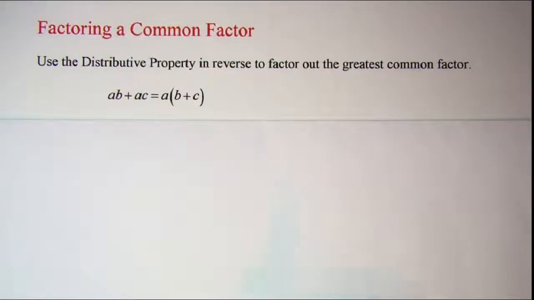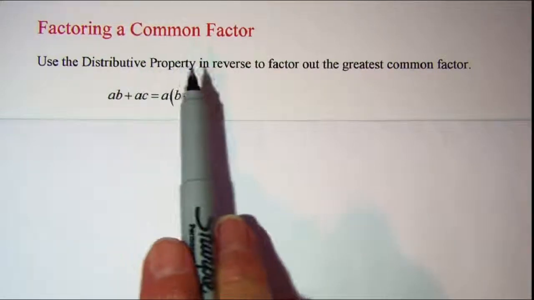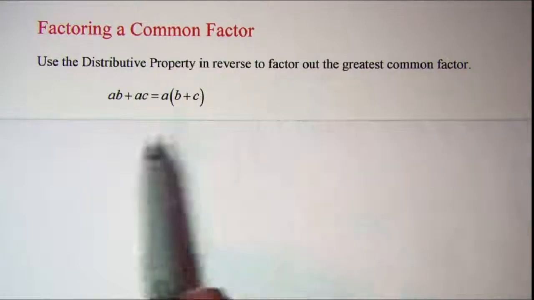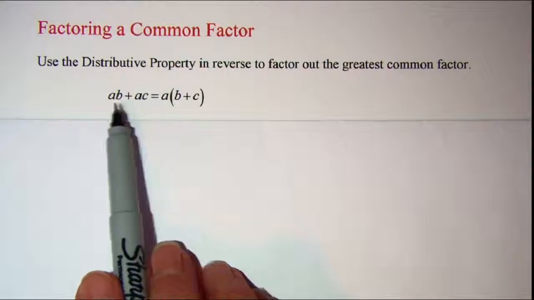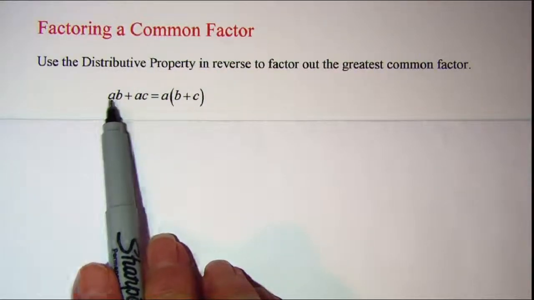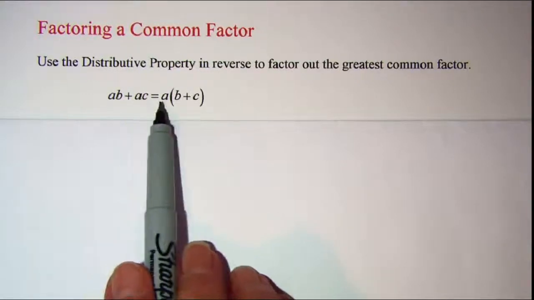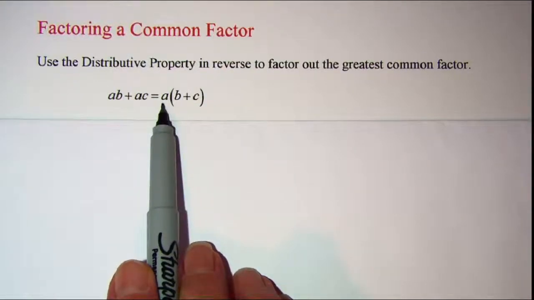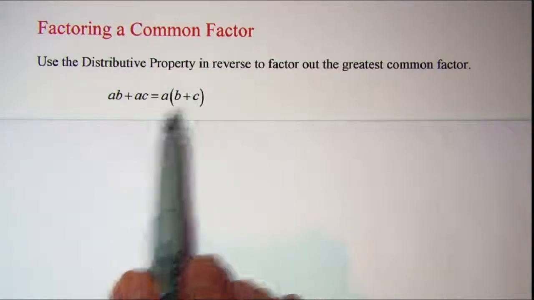In this video, we'll be factoring a common factor. Use the distributive property in reverse to factor out the greatest common factor. So you'll notice in this binomial on the left that we have a common factor of a. Notice the a here and then the a here. So that's our greatest common factor that we're going to factor out. So we write it in front and then multiply it by the quantity b plus c.